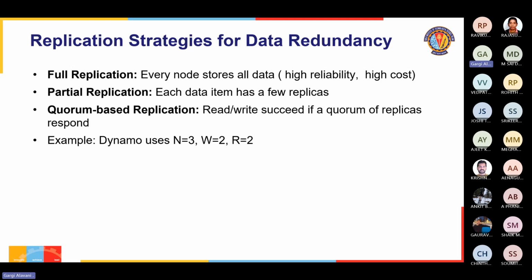Now, the use case could be a large scale system where full replication is just not possible. In most large scale systems, it's not the case. You can use partial replication.